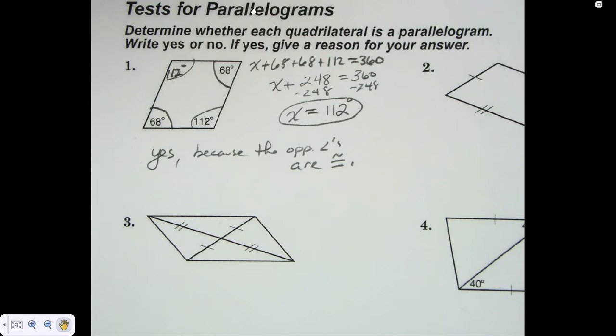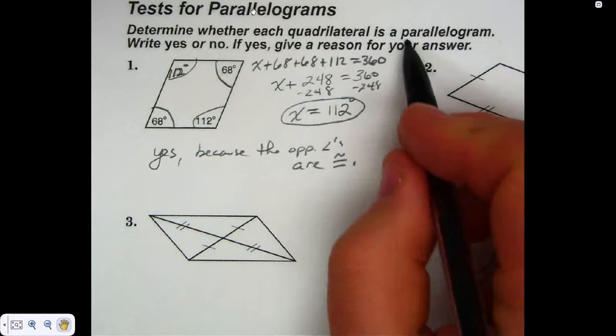Wasn't that number 3 on our list? It said that if it's a parallelogram, then opposite angles are congruent. So if I can prove that opposite angles are congruent, then it has to be a parallelogram. Does everybody understand the logic there?